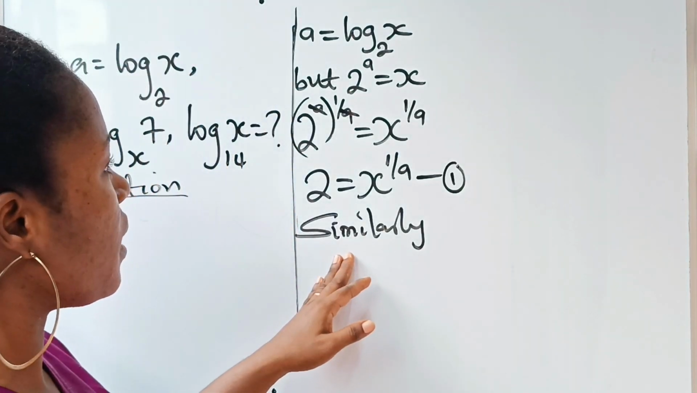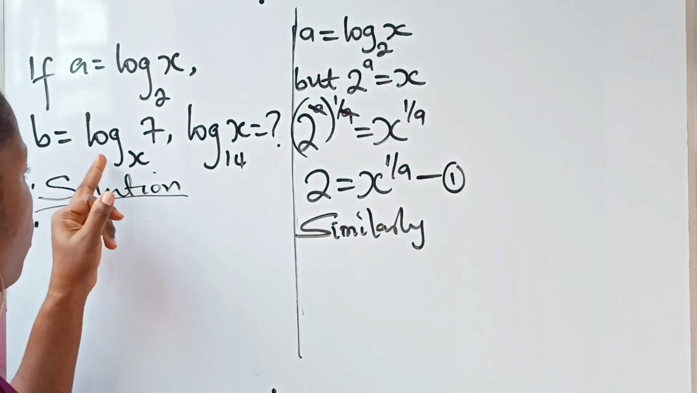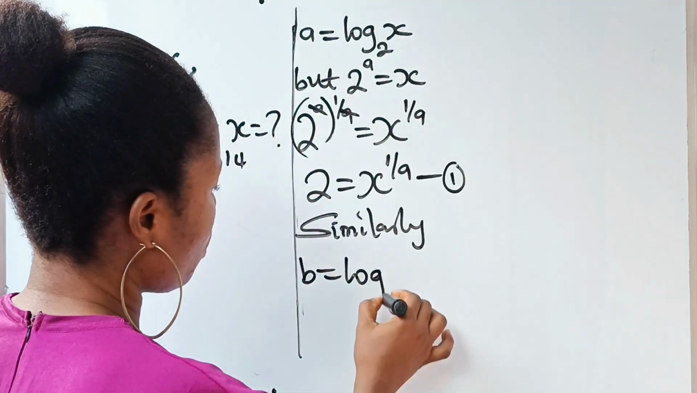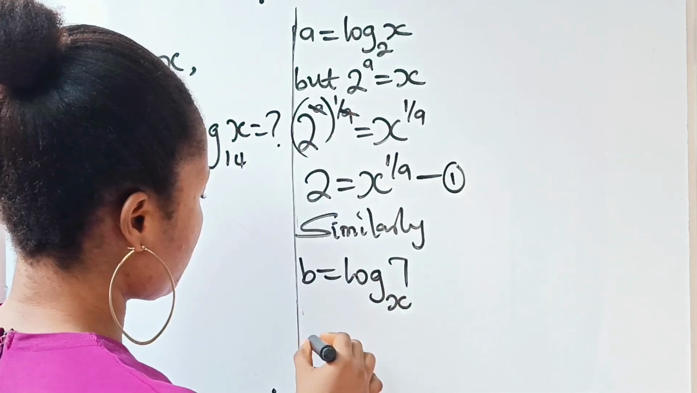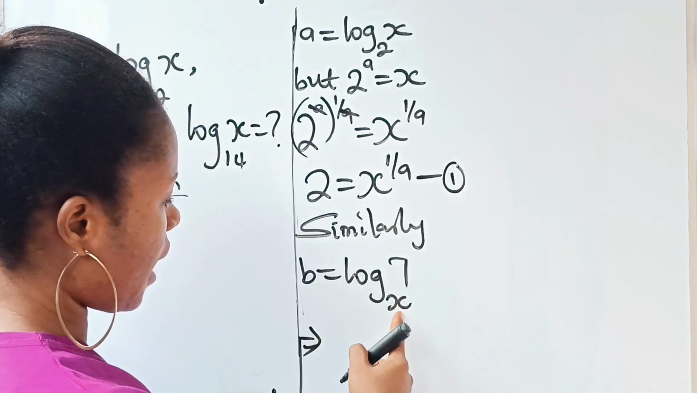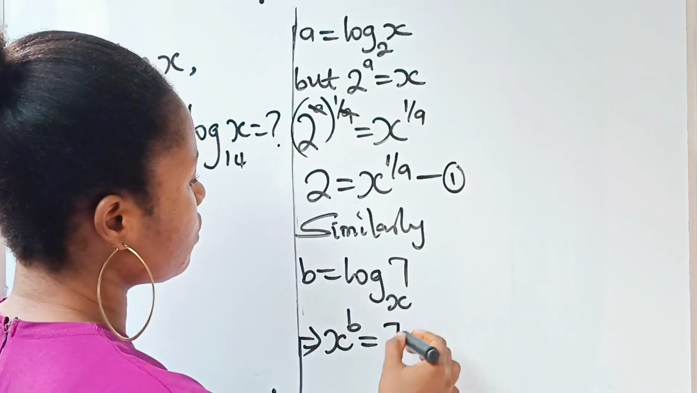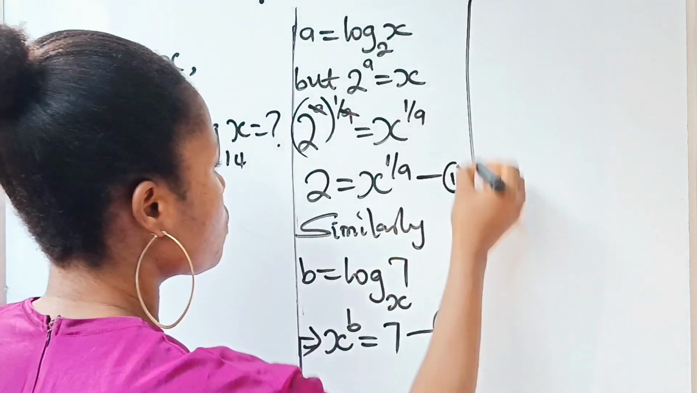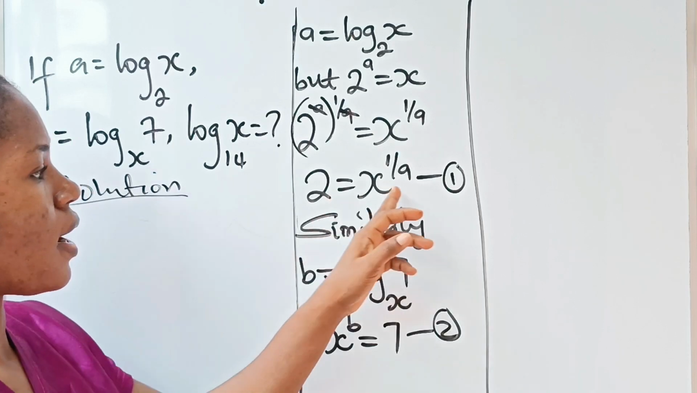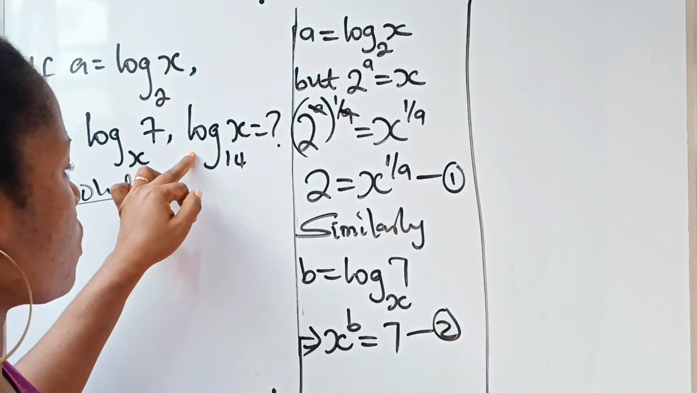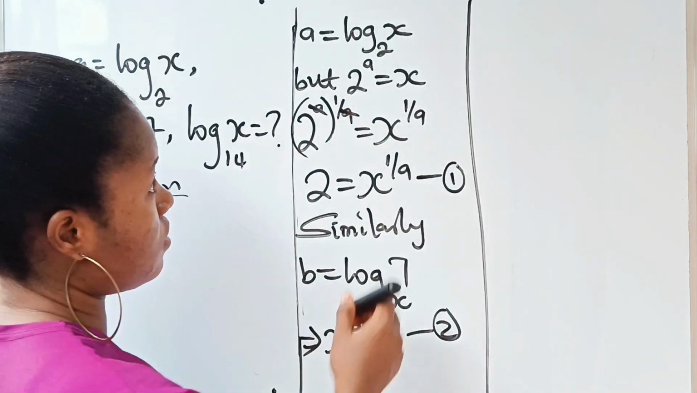All right, now similarly, we are told that b is equal to log to base x of 7, right? B is equal to log to base x of 7. So this implies that x to the power of b is equal to what? 7. Let's call this equation 2. So we have equation 1 as this and we have equation 2 as this. Now recall that we are asked to look for log to base 14 of x, right?